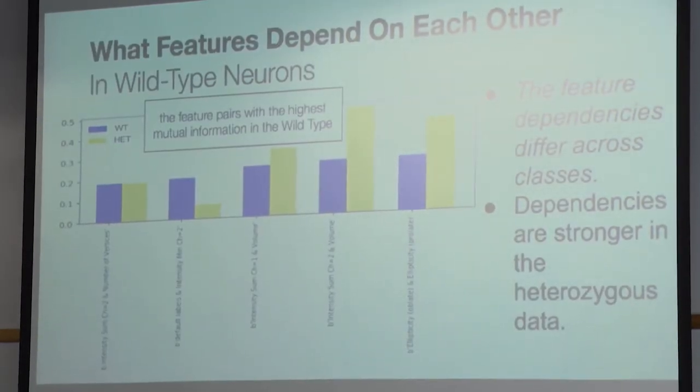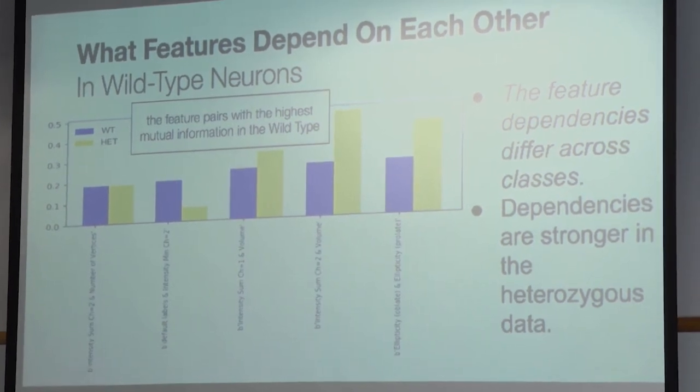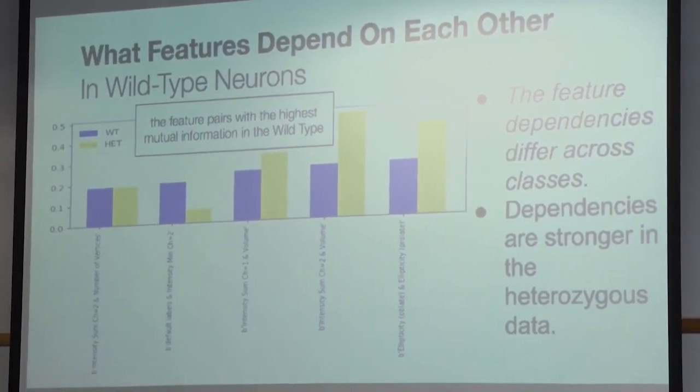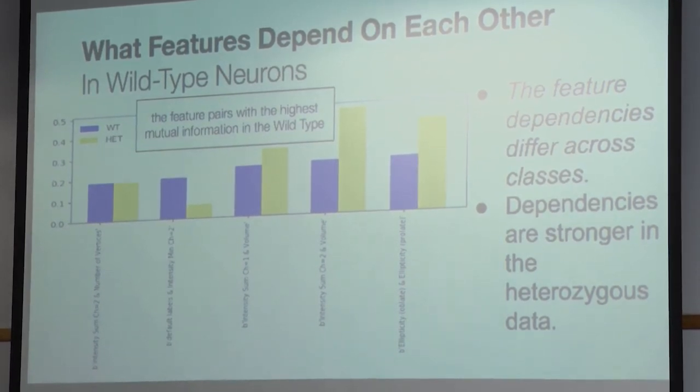So first of all, we looked at all the pairs of features in the wild type dataset and calculated the mutual information between them. In the graph that you see, we illustrated the five most interdependent features. The blue bars are the amount of interdependence on a scale from 0 to 0.5 between all the features in the wild-type dataset. Along with that, as you can see, there is a green, or you might see it as yellow, line, which describes the amount of interdependence between the heterozygote features to show that the dependencies vary a lot from one dataset to another.